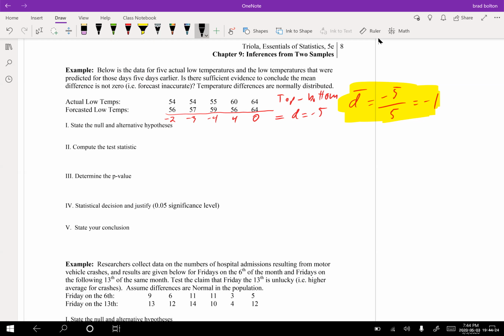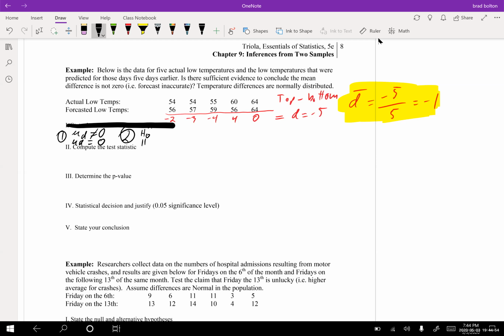Okay. Let's see here. So I'm going to go through and do my same thing that I've been doing all along. So I'm going to say that mu d, the claim, let me see, it says temperature differences are normally distributed. Is there sufficient evidence to conclude the mean difference is not 0? So I'm going to say the mean difference is not 0. And then I'm going to say the mean difference is 0. Okay. So then step 2, you guys should know by now.